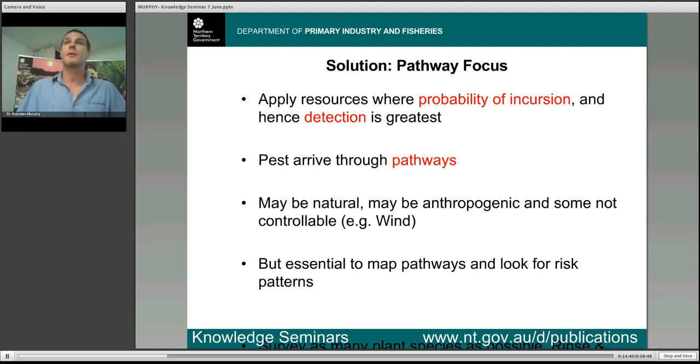A lot of organisms will come in through a pathway, for example, a sea container, end up in an industrial area, and its host might not actually be there, so they'll actually disperse to find their hosts.